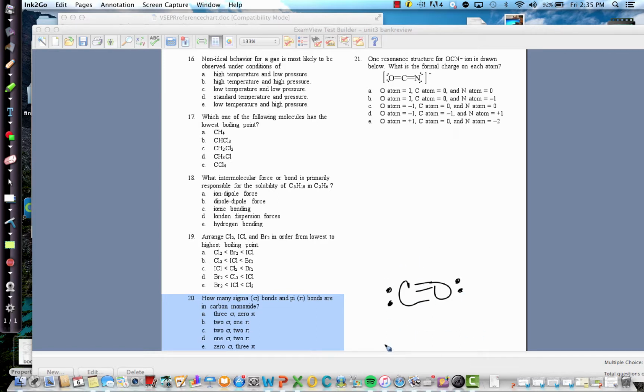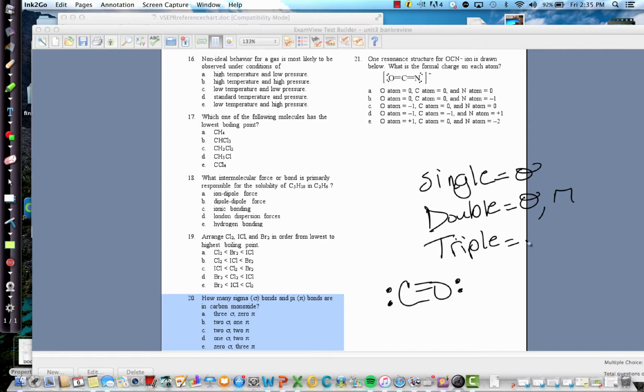So carbon monoxide looks like this. So you're going to count sigma and pi bonds. So remember, a single bond is 1 sigma bond. A double bond is 1 sigma bond and 1 pi bond. And then a triple bond is 1 sigma bond and 2 pi bonds. So we've only got 1 triple bond here. So that means it's 1 sigma and 2 pi bonds. So that's what you're going to get. So it's D, 1 sigma and 2 pi.